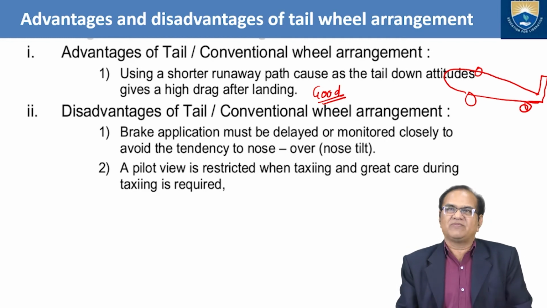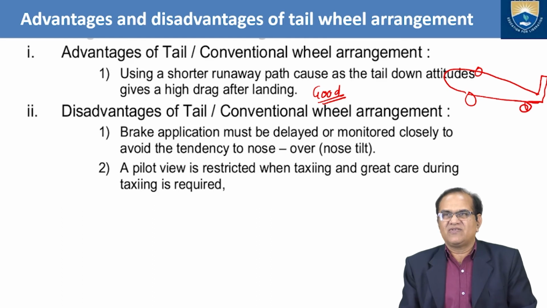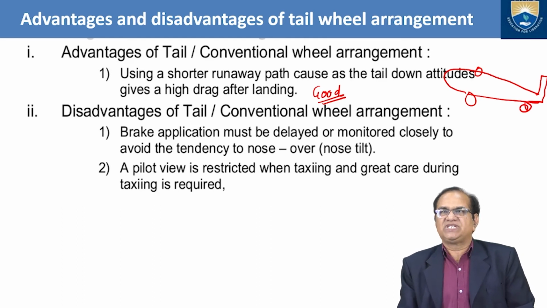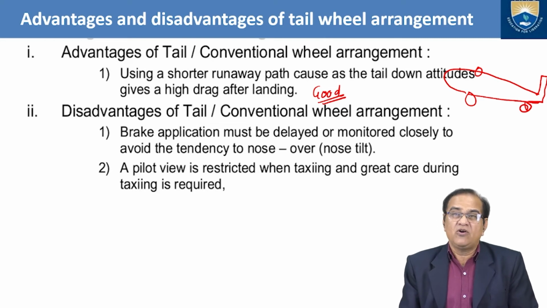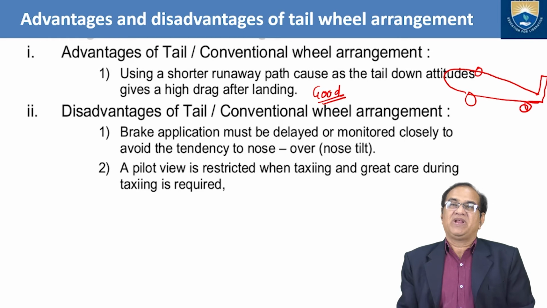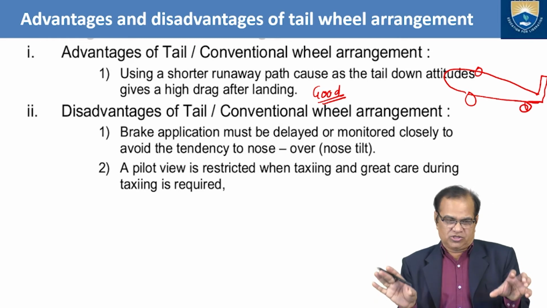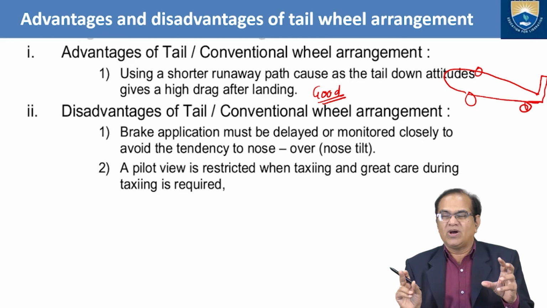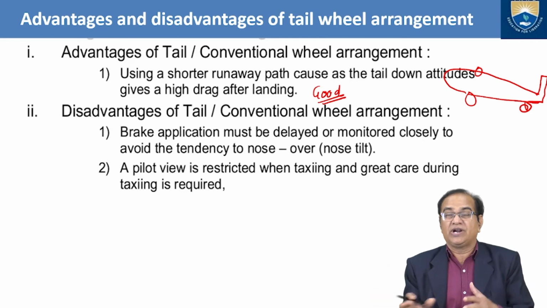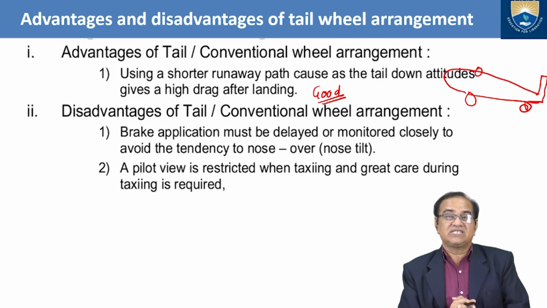What is the disadvantage of this tail or conventional wheel arrangement? Brake application must be delayed or monitored closely to avoid the tendency to nose tilt. We have to make sure of the brake application, because in both the front wheels, if you apply one brake a little more and another less, it will try to turn very fast. So that is one very big disadvantage.